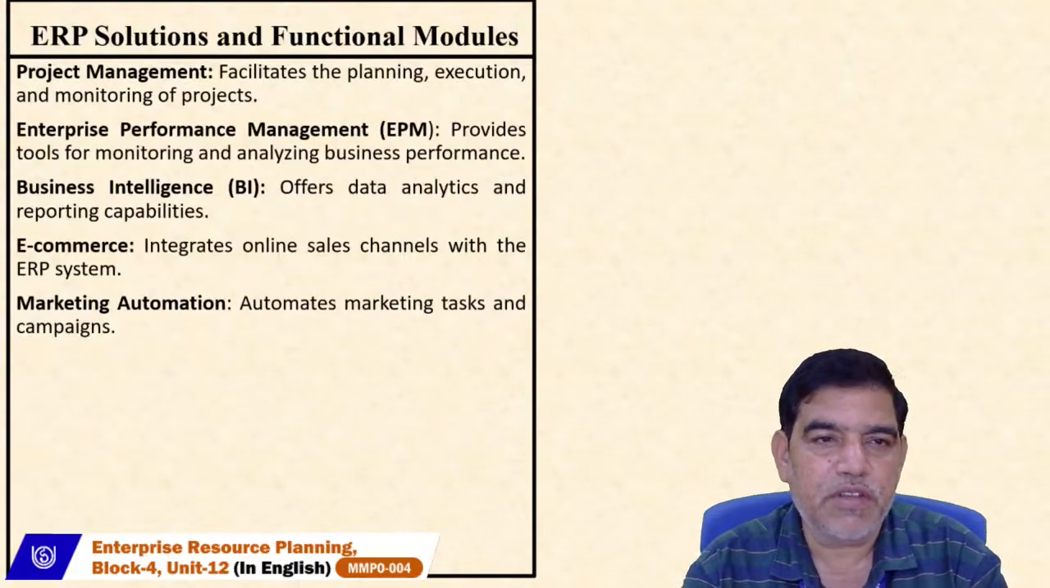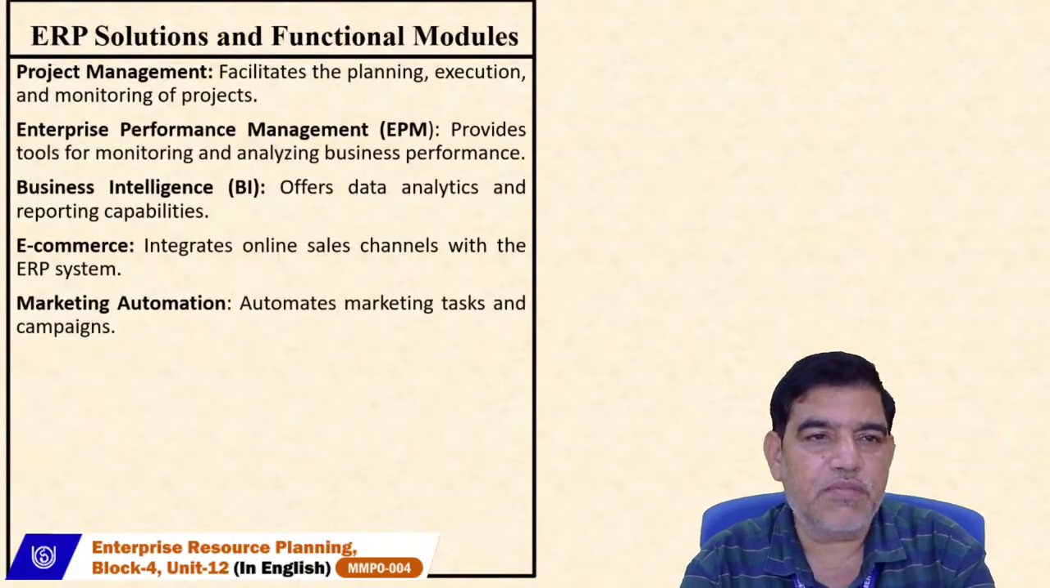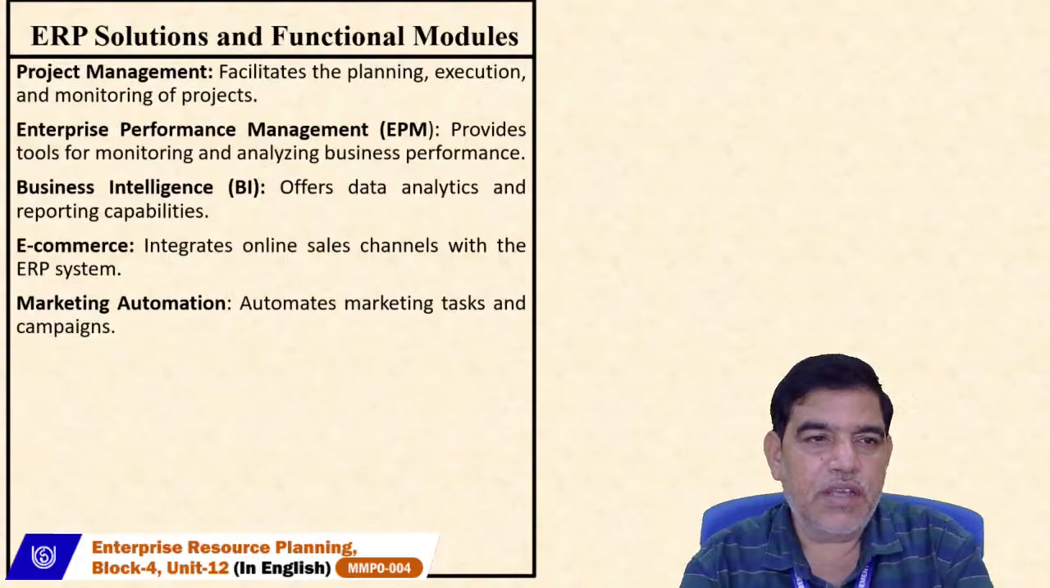Then ERP solutions and functional model also consists project management, which facilitates the planning, execution, and monitoring of projects. Enterprise performance management, EPM, provides tools for monitoring and analyzing business performance. Then BI is known as business intelligence. It offers data analytics and reporting capabilities.